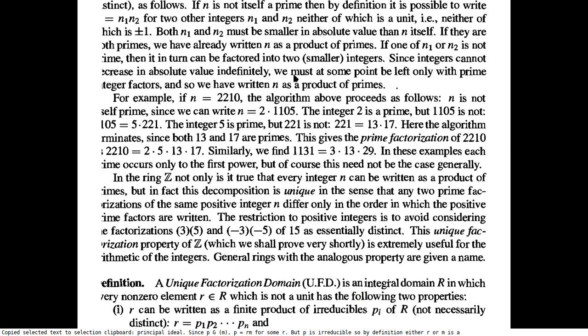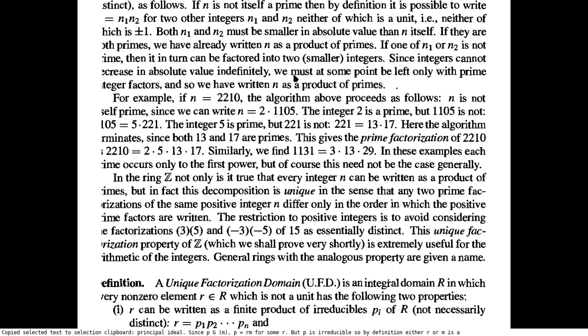He is introducing the idea of prime factorization, right? So if your n is 2210, you can use the same process. So n itself is not prime, of course. So you can write n as 2 times 1105, right? The integer 2 is a prime, but the other one is not.